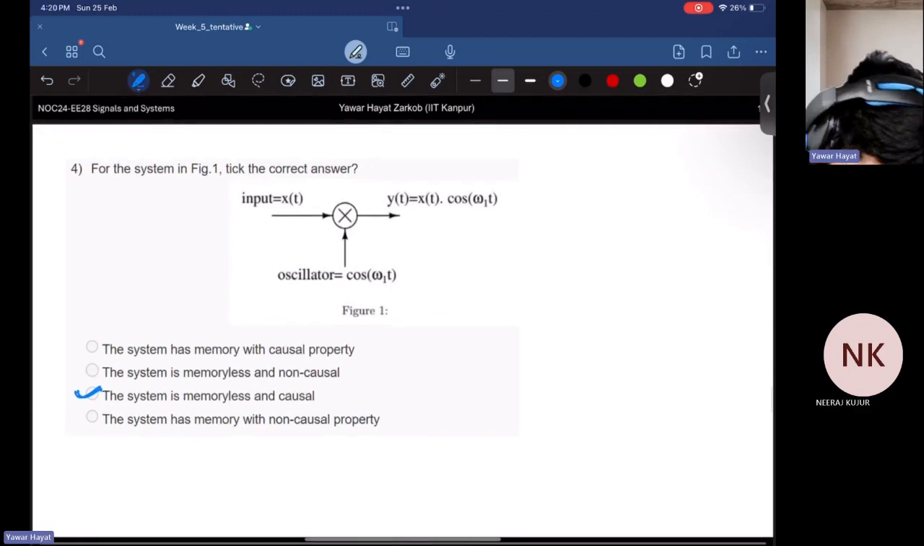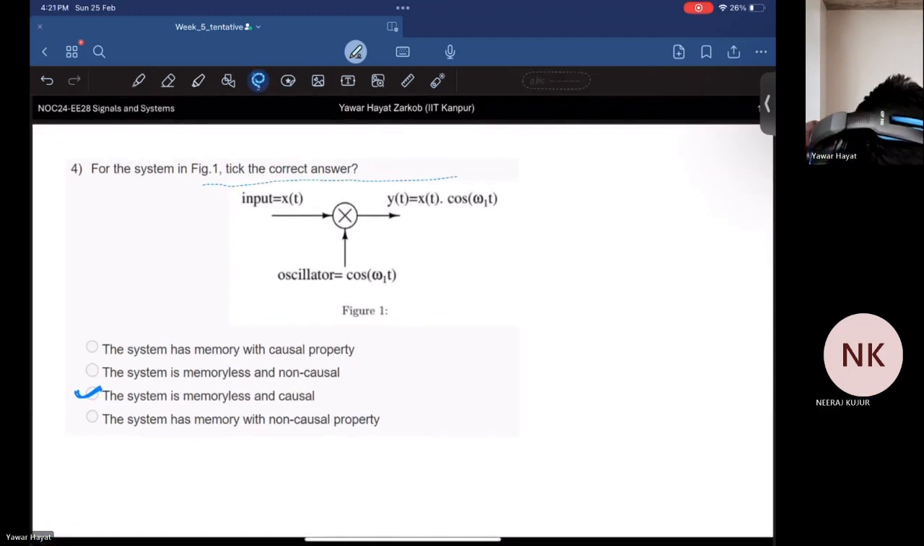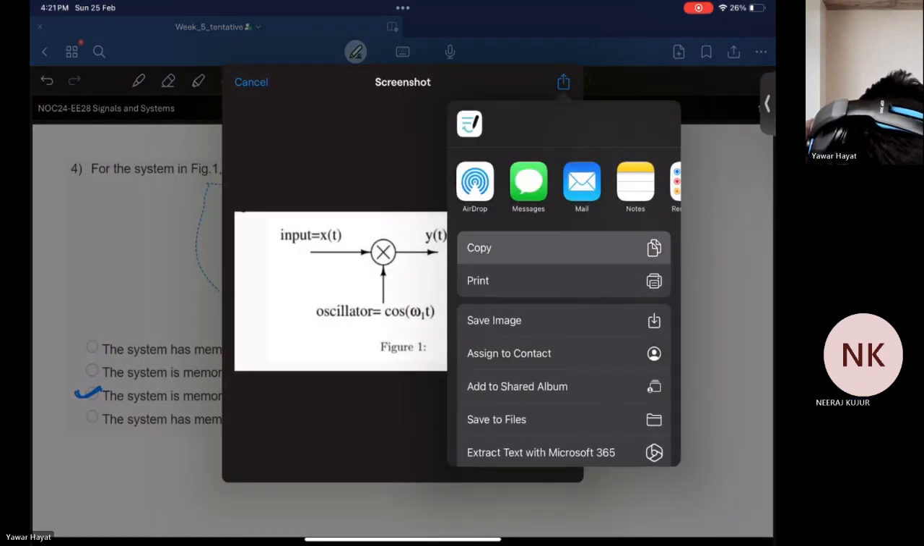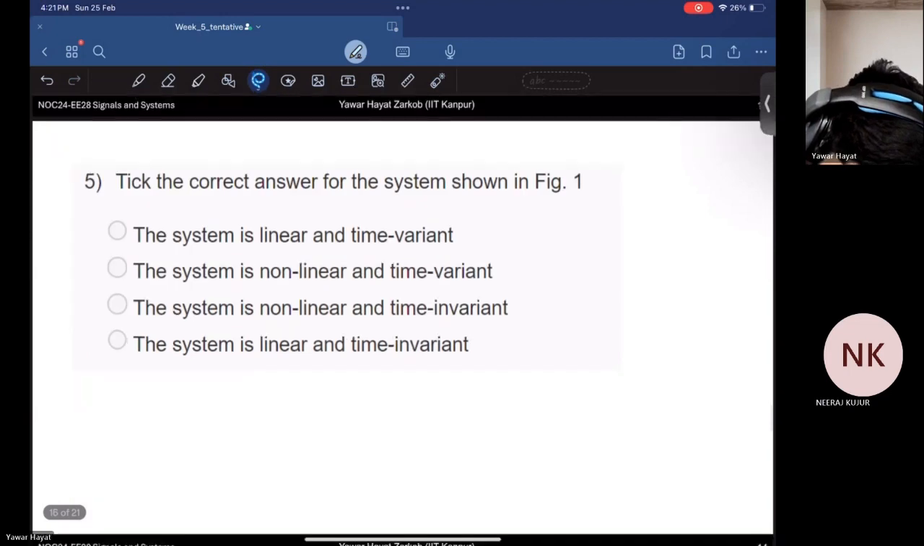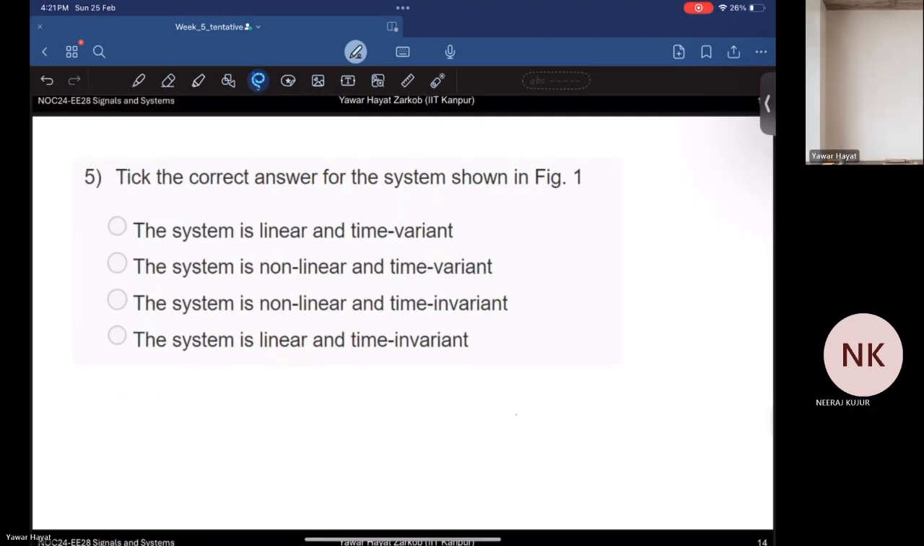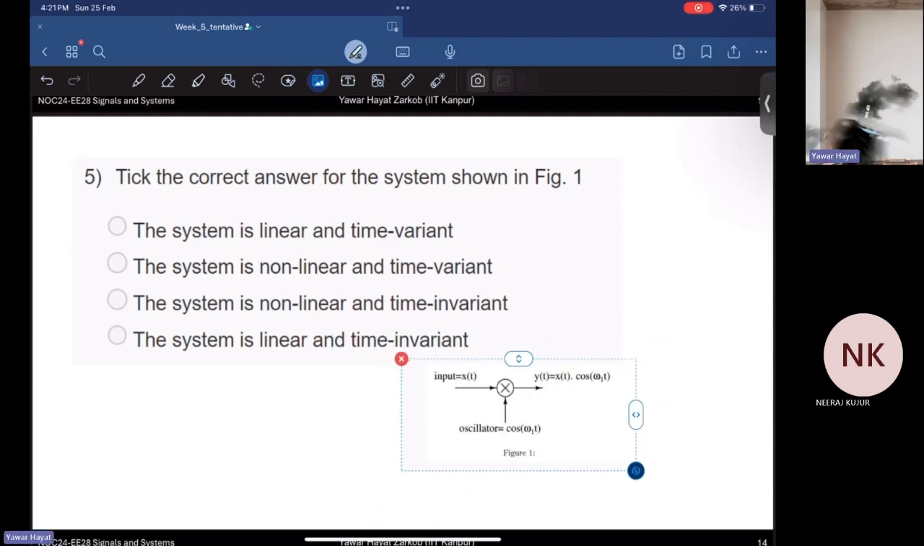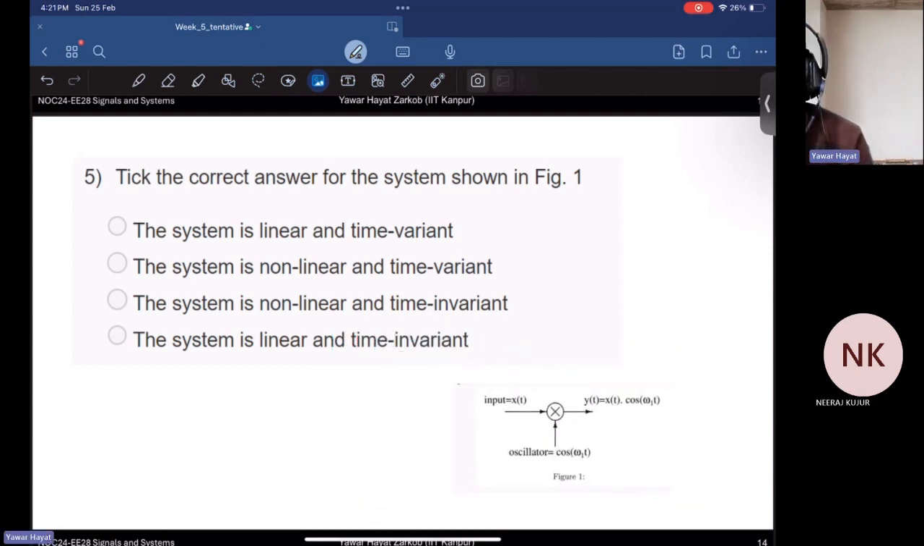I should, I guess, make this one. Okay, now you have it on the same page.